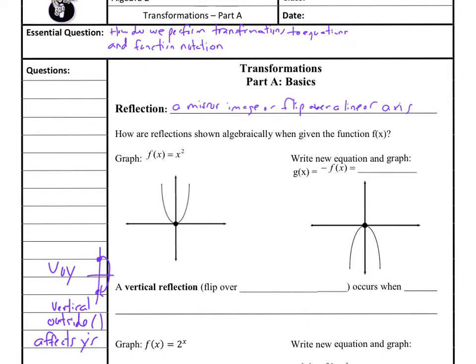So the new equation, since I put a negative in front of f of x, means the whole thing, f of x, which is x squared, will become negated. Negative x squared is what produces this graph right here. So a vertical reflection is a flip over the x-axis. It occurs when we put a negative or we negate, and the key word here is outside parentheses. So outside of the parentheses, that's what's happening.